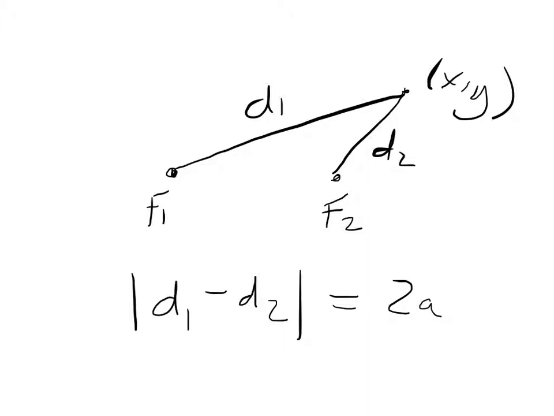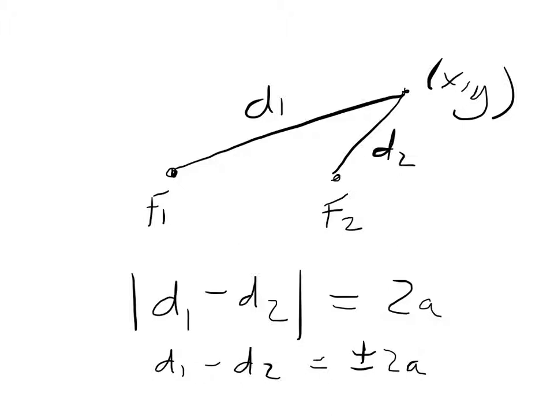So again, if I want the absolute value of the difference, depending on whether d1 is bigger than d2, if I go d2 minus d1, well, that's going to be a negative number. And I'm interested again in the absolute value of that difference being a constant. So I could also write that as, for example, d1 minus d2 equals plus or minus 2a. That would be equivalent. And the book waves its hands at this a bit, as will we.